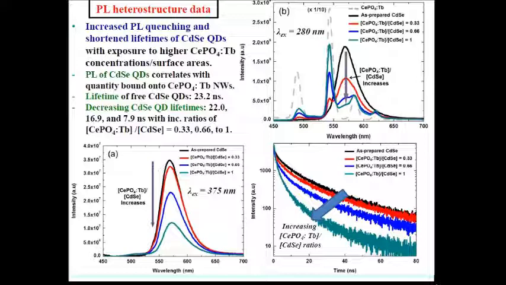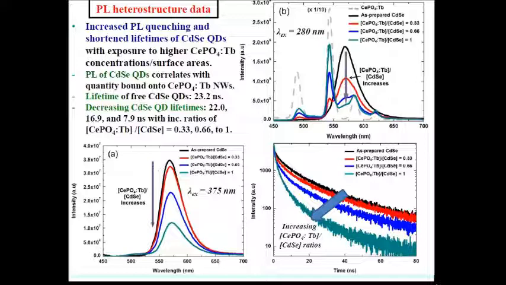It's exactly what happens. As I increase cerium phosphate, I see a greater quenching of my quantum dot, and moreover, my lifetimes go from 23.2 nanoseconds all the way to 22, 16.9, and 7.9 as I increase my amount of cerium phosphate to quantum dot ratio from 0.33, 0.66, all the way finally to 1. So again, as I increase my cerium phosphate concentration relative to that of quantum dots, I get more and more quenching. My lifetimes decrease from 22 nanoseconds all the way to about 8 nanoseconds.